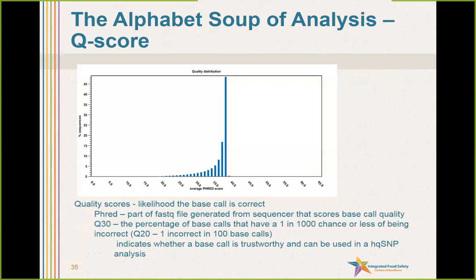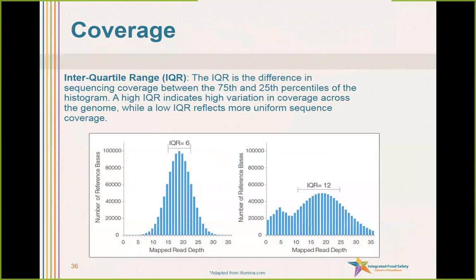One of the other tools that are available are quality scores. This is the likelihood that a base call is correct. Some quality scores are called PHREDs, which is where the sequencer scores base call quality based on a control. This is broken out further by the percentage of base calls that have a 1 in X chance or less of being incorrect. For example, Q20 is 1 incorrect in 100 base calls. Q30 is 1 incorrect in 1,000 base calls. Essentially, this helps to determine whether a base call is trustworthy and can be used in a high-quality SNP analysis.